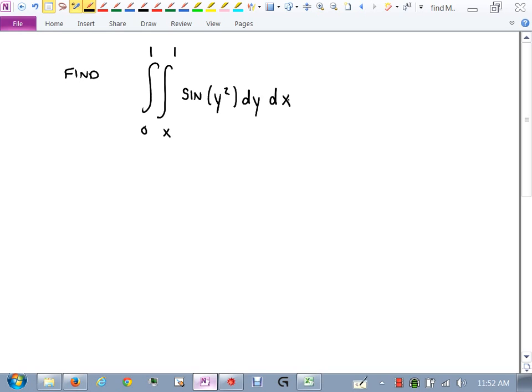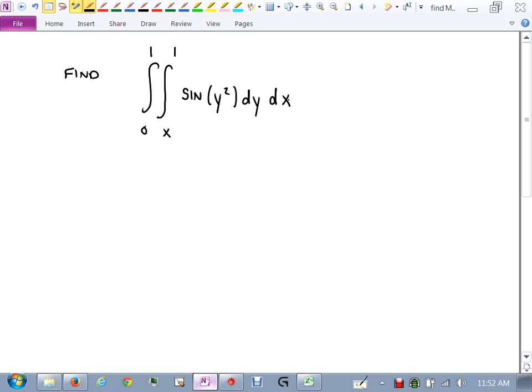Any issues? Anybody have any issues with that? You should have had issues. Anybody having issues integrating sine y squared? Yeah, you should. That should be a problem. There's no technique of integration that's going to let you get the antiderivative of sine y squared. It's not going to happen.